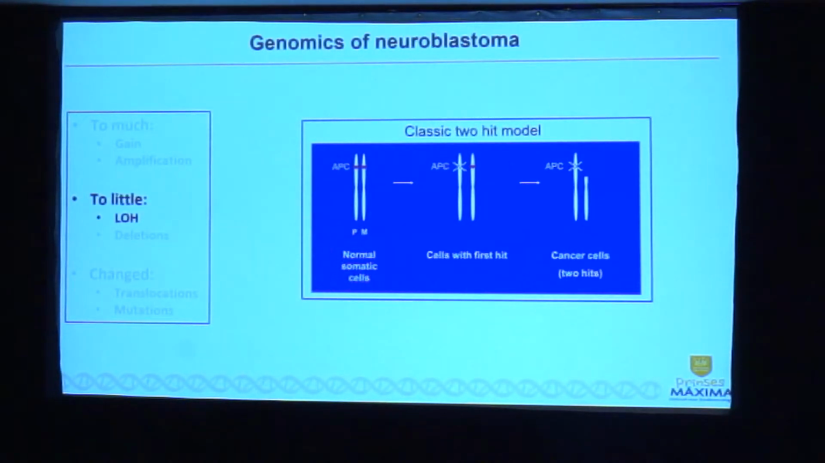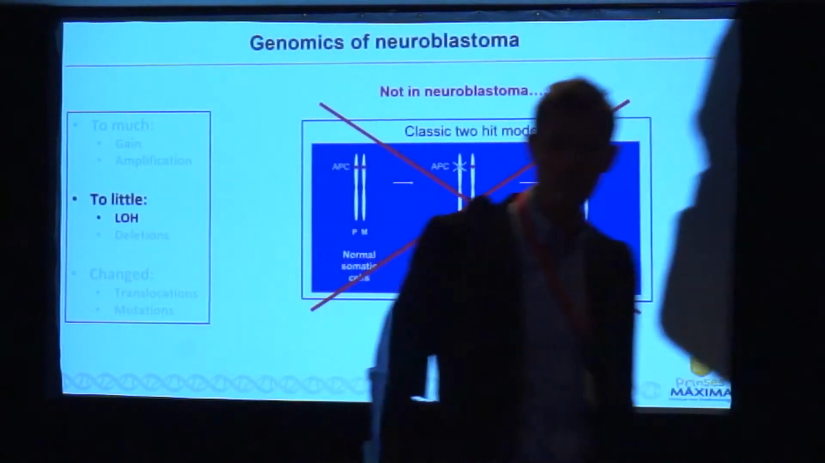But this is actually not happening in neuroblastoma. We don't see the two-hit model. We could never identify these mutated genes on 1p36. Everybody has been sequencing genes there to identify those two-hit genes. Never found it. 11q the same. Well, maybe somebody will show during this meeting, but I don't think so.